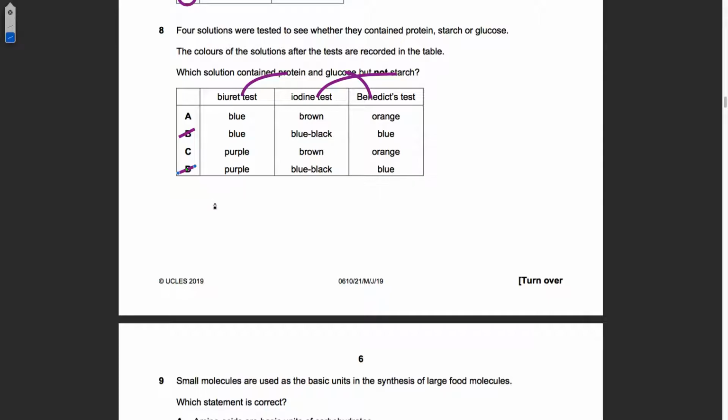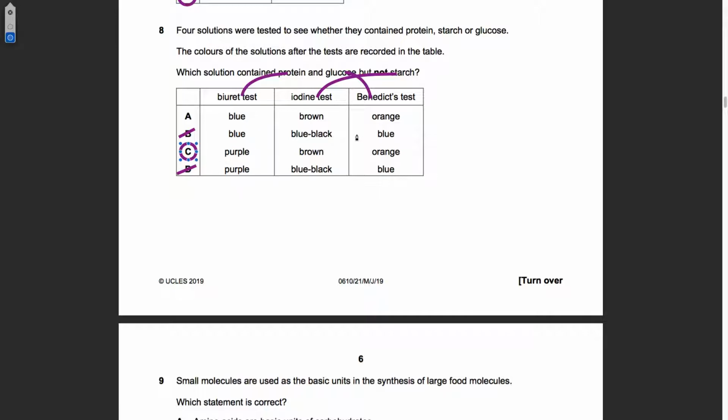Now it says the solution contained protein. The Biuret test, if there's protein present, will go purple, whereas A is showing it stayed blue, which means that no protein is present. So C is our answer. We haven't even had to look at the Benedict's test. We haven't even had to look at all the bits of information. We've managed to eliminate all the other three and work out that C is the correct answer.